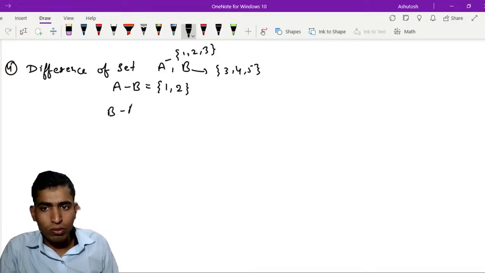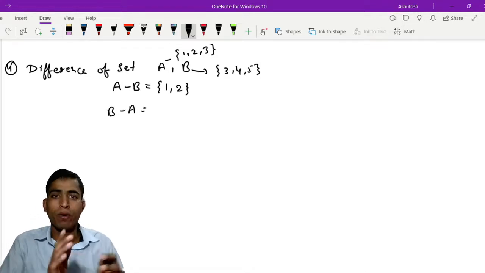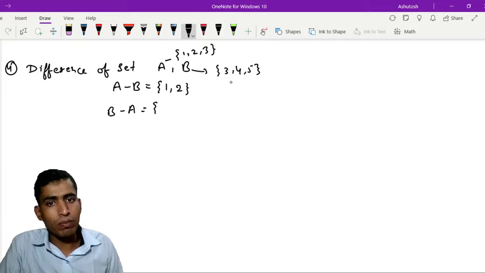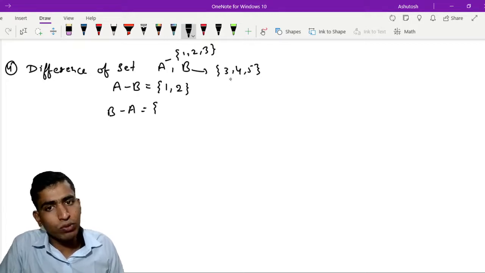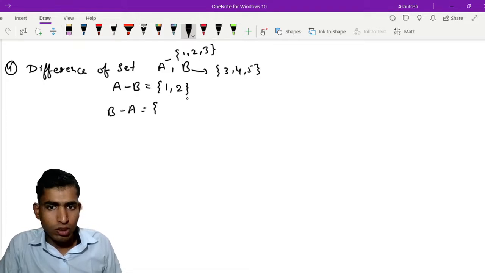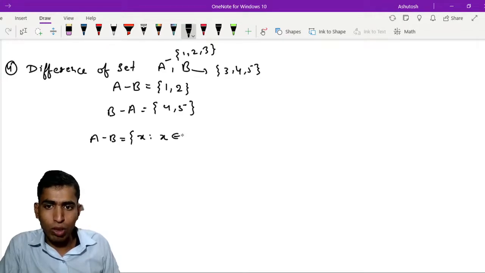So what is the meaning of B minus A? It will also be the same: all the elements of B except those elements which are also present in A. So it will be 4, 5 only. If we write the mathematical definition of this, it will be X such that X belongs to A but doesn't belong to B.